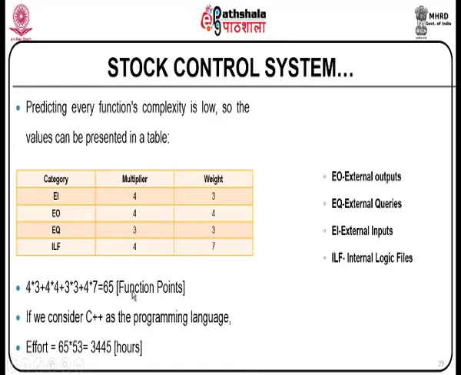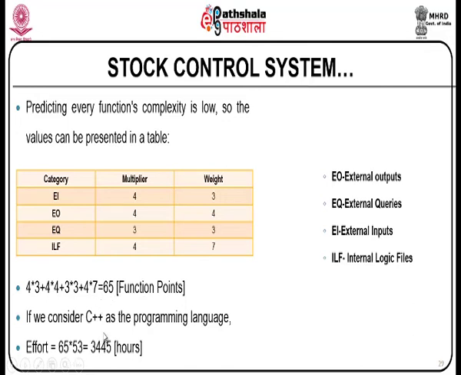we are computing the function point analysis: 4 into 3 plus 4 into 4 plus 3 into 3 plus 4 into 7. So, the function points is 65.